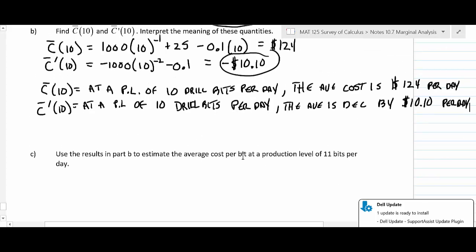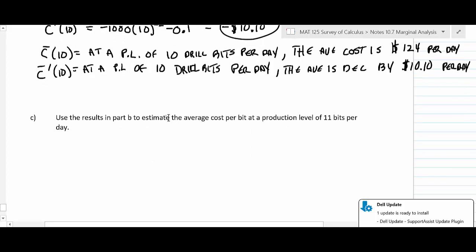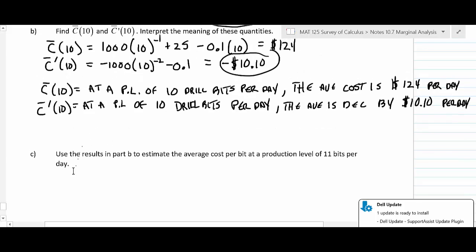It says use the results in part B to estimate the average cost per bit at a production level of 11 bits per day. Okay, so what we just did is we found that C bar prime of 10 was equal to negative 10.10 like this. So we're going to estimate the average cost per bit at a production level of 11 bits per day.